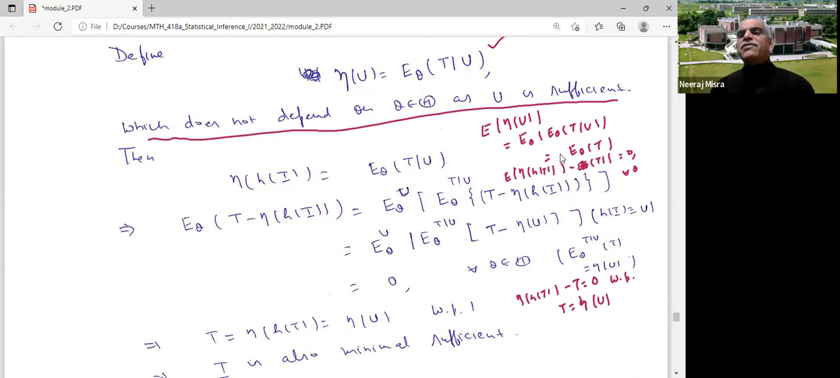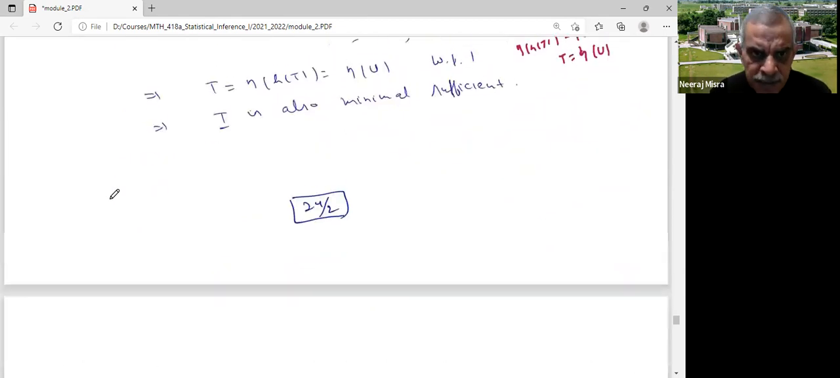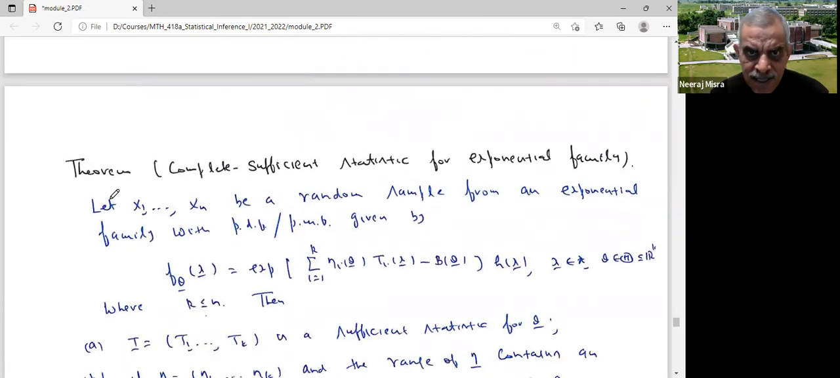So t is a function of u. So t is sufficient and t is a function of a minimal sufficient statistic. So that means t is minimal sufficient. So this theorem says that if you have a statistic which is complete as well as sufficient, it will be minimal sufficient, provided the minimal sufficient statistic exists.